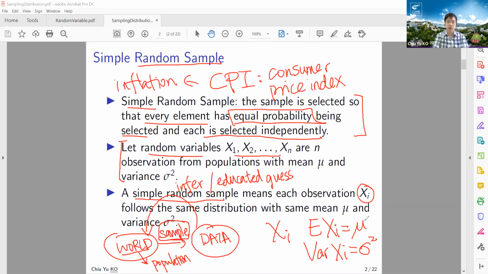This is called a simple random sample because they are selected independently. Just an additional fact you should probably know: for i not equal to j, the covariance of Xi and Xj will be 0. For X1 and X2, the covariance will be 0, because they are independent. Is that okay for the definition of sampling? So I hope you understand why we need sampling.